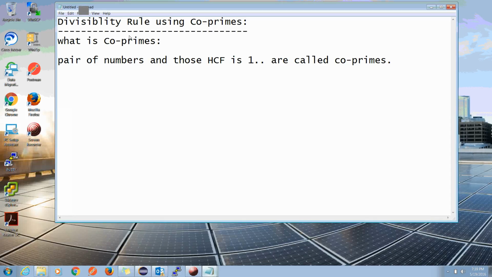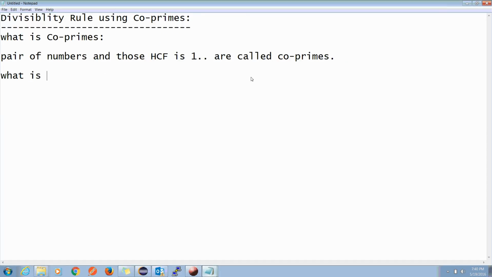Let's take example 2, 3. What is HCF? HCF is the highest common factor.